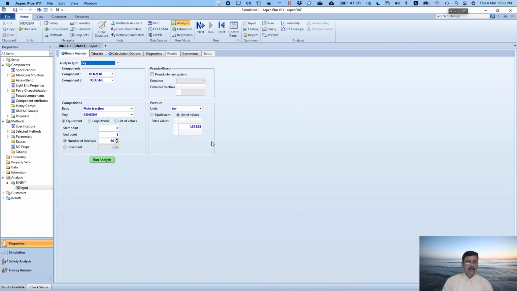So this is the analysis type, TXY, benzene-toluene. Basis is mole fraction for benzene. And we have starting point 0, ending point 1, that is the mole fraction 0 to 1 for benzene. And we have number of intervals 50. And the pressure is 1 atmosphere. So let us run analysis.